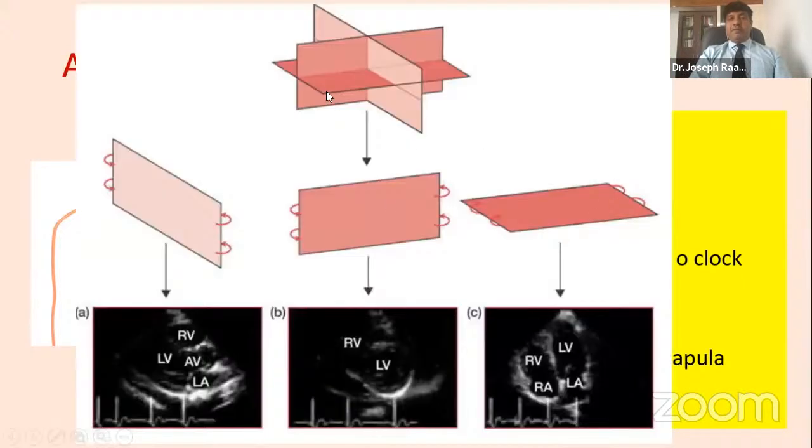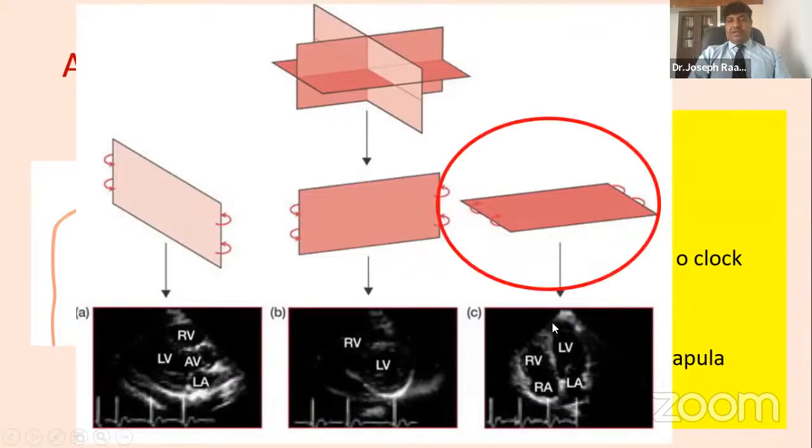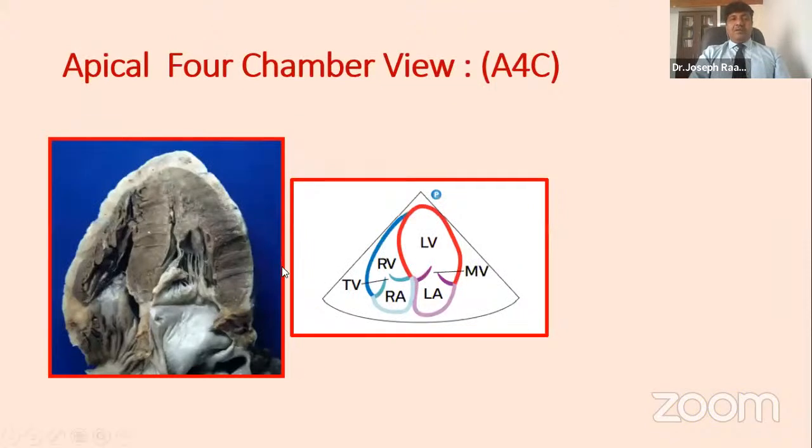So this is how your coronal plane bisects, and this is the image you are going to see. This is how the image will be coming. This is the top of the screen, and the one on your right is your left ventricle, and the one on the left will be the right ventricle.